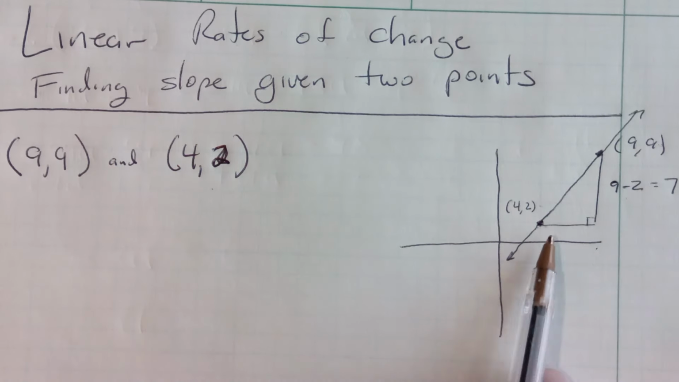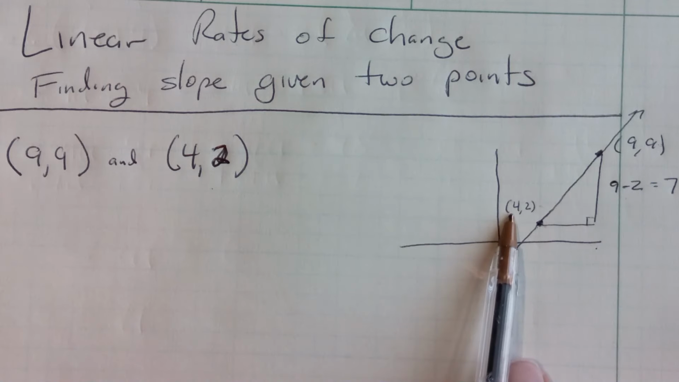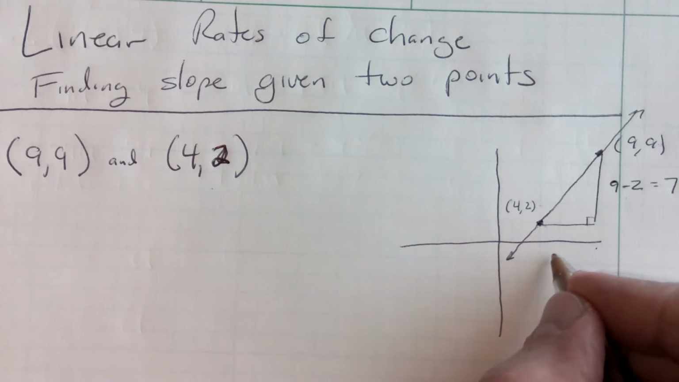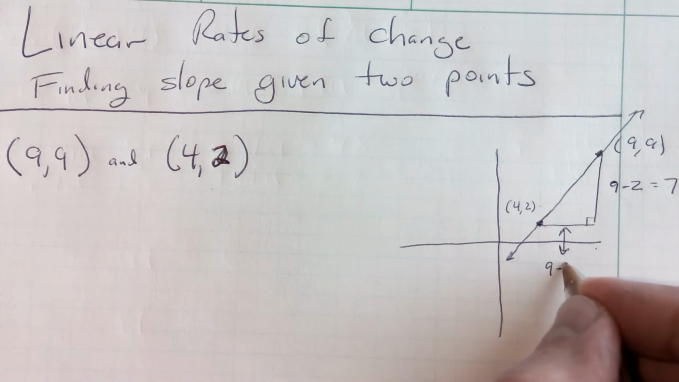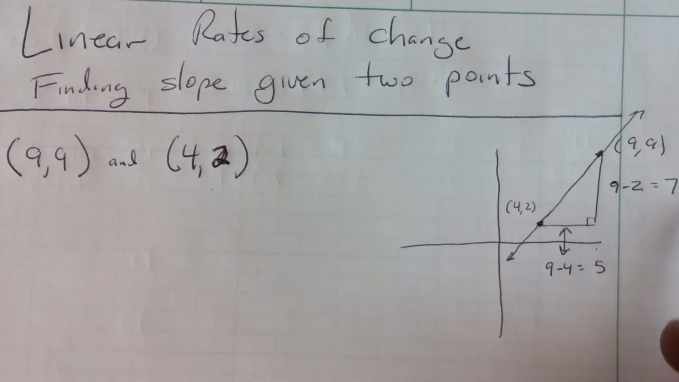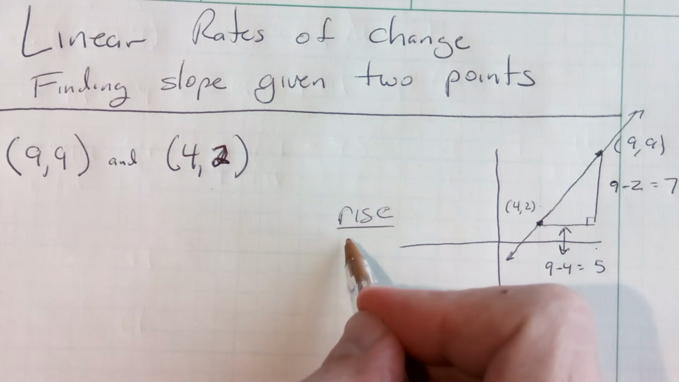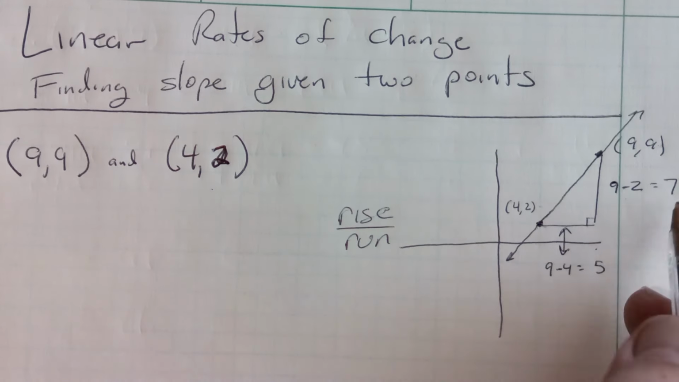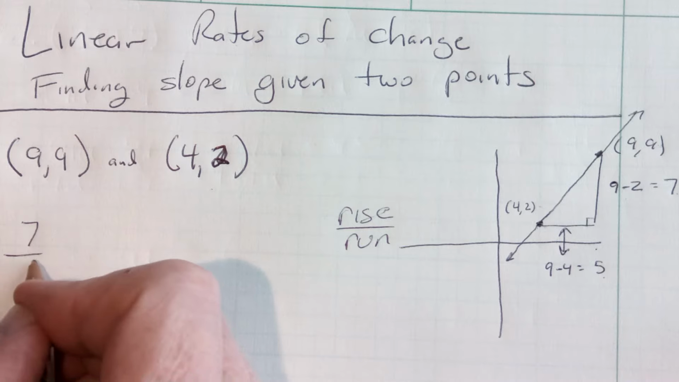We would find the distance between this x value and this x value. And so for this side right here, we would do 9 minus 4, which is 5. And then the rate of change is the rise over the run. So it would be 7 over 5, 7/5.